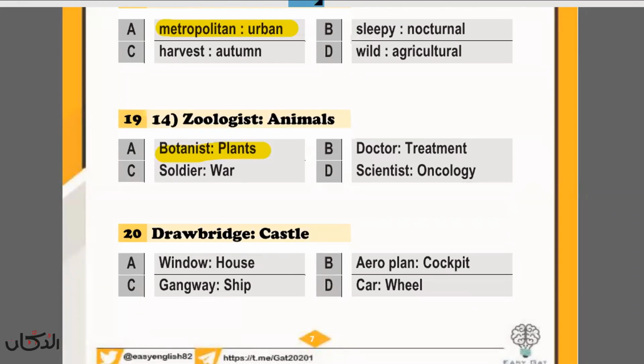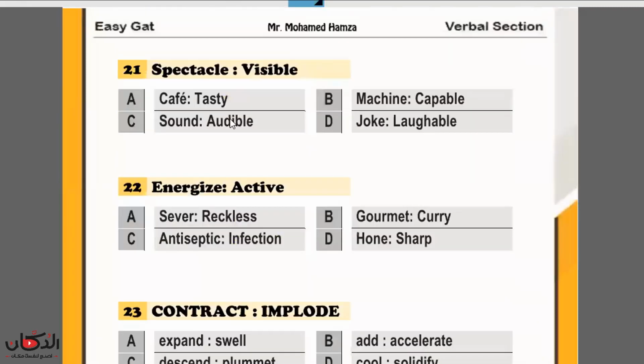Nawaf, can you answer? Is it C? Yeah, it's C. Gangway ship. Gangway is like a bridge between ships. You're right. Okay. Page 8. Spectacle means sight. Visible is an adjective. So here it must be noun, adjective.